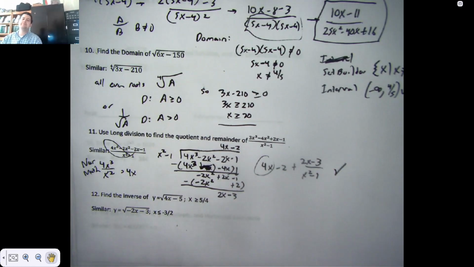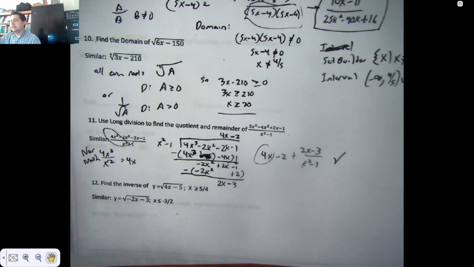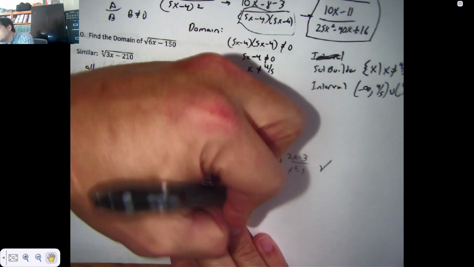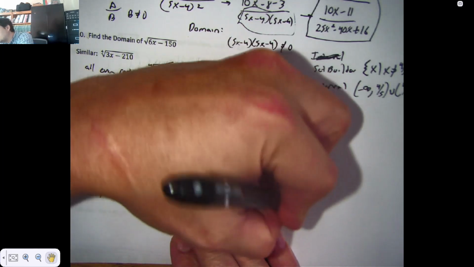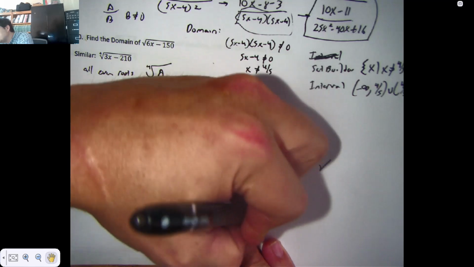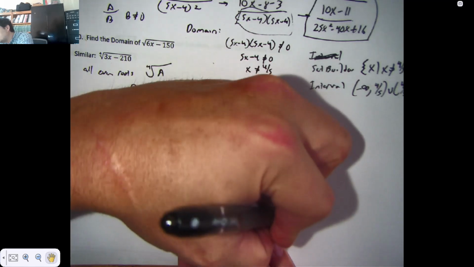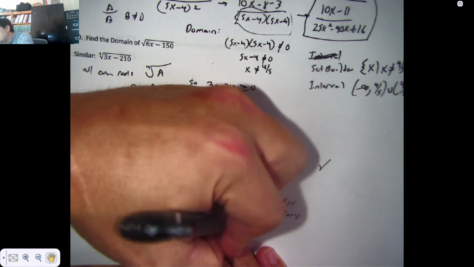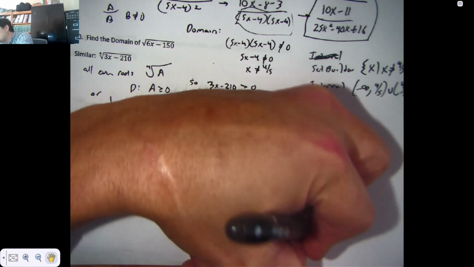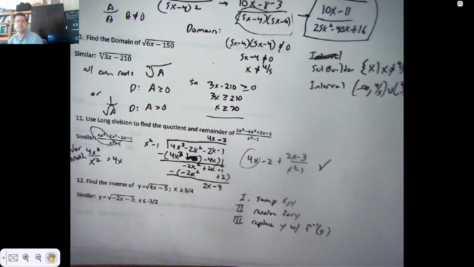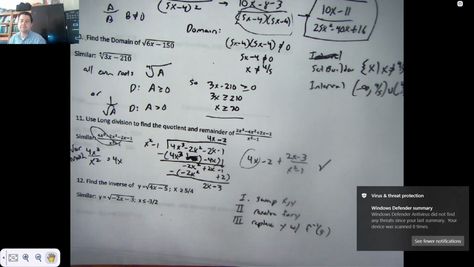All right. Number 12, find the inverse of a function. There's 3 steps in writing an inverse. Step 1 is to swap x and y. Step 2 is to resolve for y. And step 3 is to replace y with something that is read the inverse of f of x.